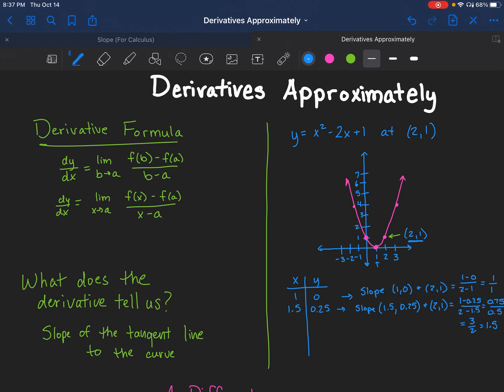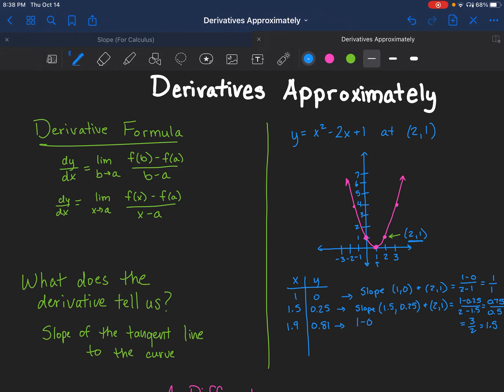Okay, now that I've tried that, I can test one more point over here on the left side. I'm going to pick a really good one. Let's try, for example, let's use 1.9. Let me see what happens if I plug in 1.9 into that original function. So 1.9 squared minus 2 times 1.9 plus 1 gives me 0.81. Okay, so again, we want to find the slope. I'm not going to write that out this time.